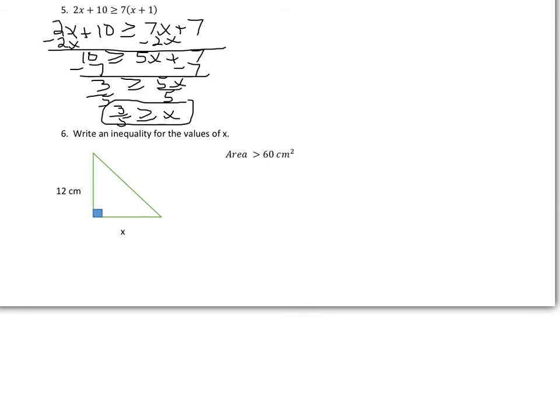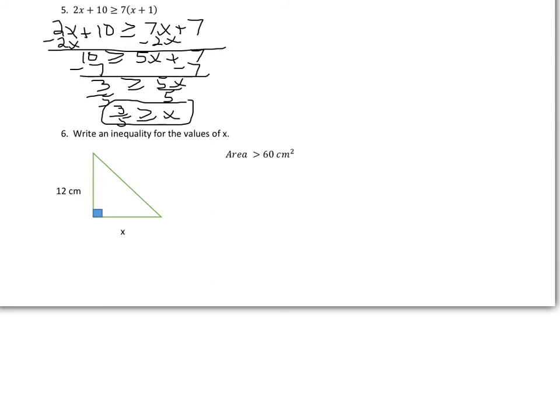All right. Now we can also look at example number 6. We can apply it to geometry. It says write an inequality for the values of x. We have a triangle, and it says the area is greater than 60 centimeters squared. And it looks like a right triangle. What's nice about that is the right triangle tells us our base and our height, because your base and height on a triangle always come together at a right angle.